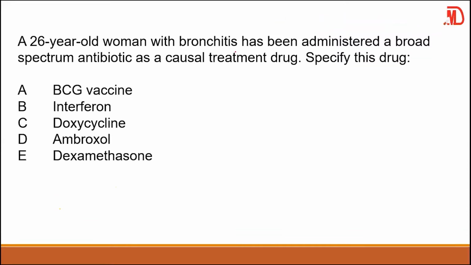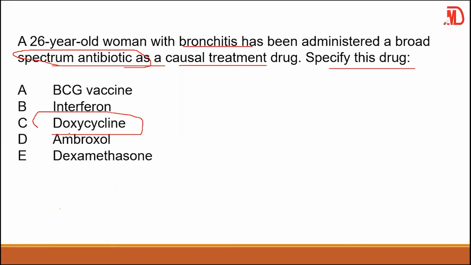A 26-year-old woman with bronchitis has been administered a broad-spectrum antibiotic as a casual treatment drug. Specify this drug. So we are talking about what? Antibiotic. Now, even if you look at the options you are having over here, apart from one, the rest are not antibiotics. And that will be what? Doxycycline. This is the only antibiotic present.